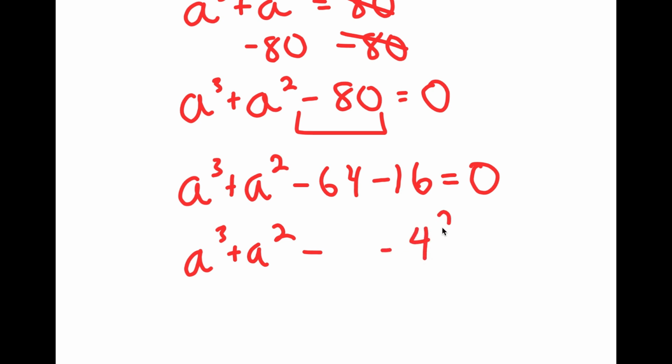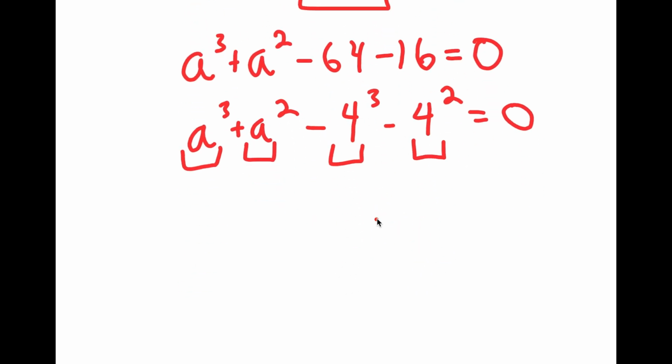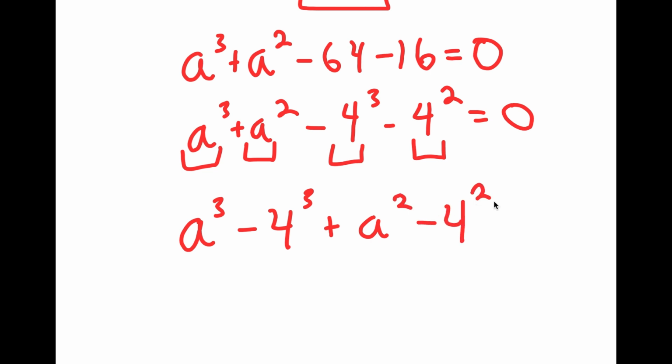The reason I did this is because negative 16 is the same thing as negative 4 squared, and negative 64 is the same thing as negative 4 to the power of 3. Notice how I have a number cubed and that same number squared, and again I have a number cubed and that same number squared. So now I'm going to group the cubes together and the squares together. So I have a to the power of 3 minus 4 to the power of 3 plus a squared minus 4 squared.